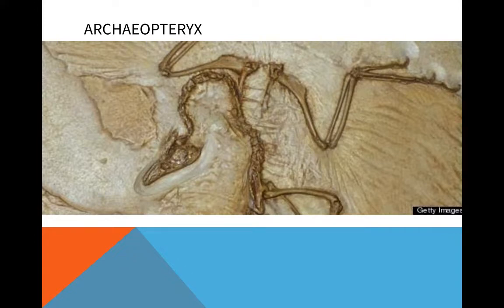Another fossil that helps us to see the transitions that's going on between species is Archaeopteryx. It's one of my favorite fossils. And Archaeopteryx is actually a fossil of a reptile. This particular reptile, though, had feathers. And if you look closely at the fossil in this image, you can see what appear to be outlines of feathers.